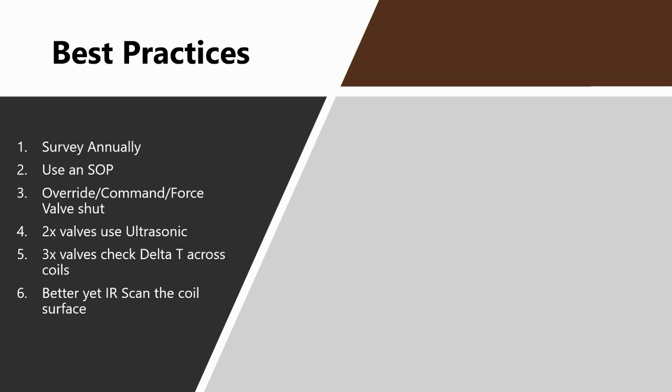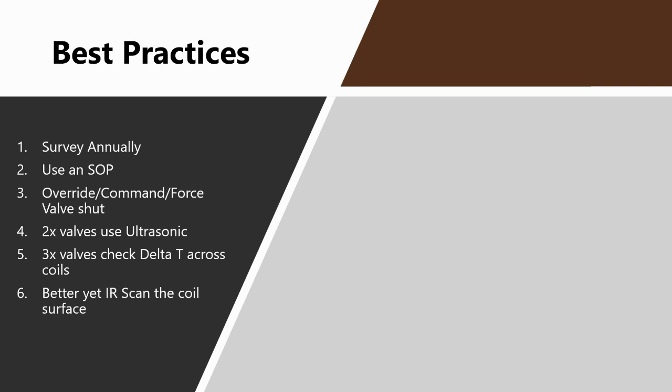And then two, develop and use a standard operating procedure for each type of valve to make sure it's surveyed correctly each time. And then three, be sure to schedule it into your PM system so it doesn't get overlooked and forgotten. For two-way valves, using an ultrasonic listening tool is a nice and quick way to check them. But for three-way valves, you'll need to check for leak-by at the coil that it's controlling.